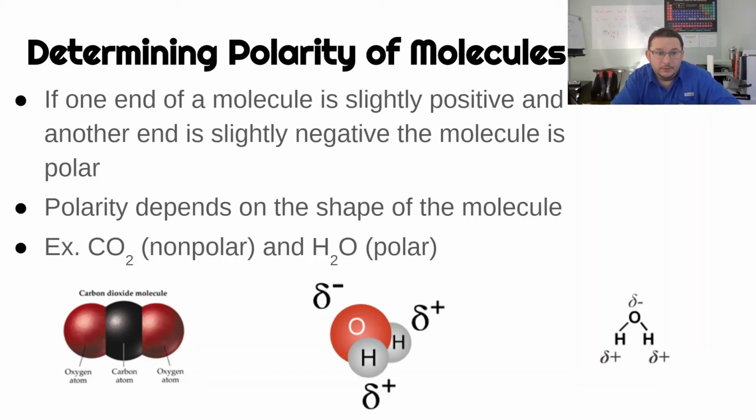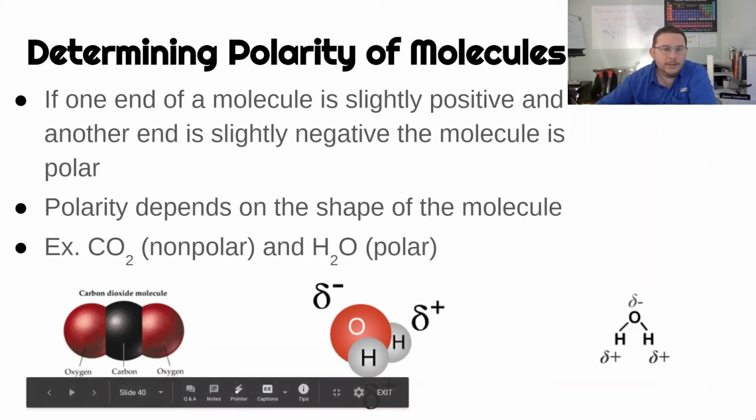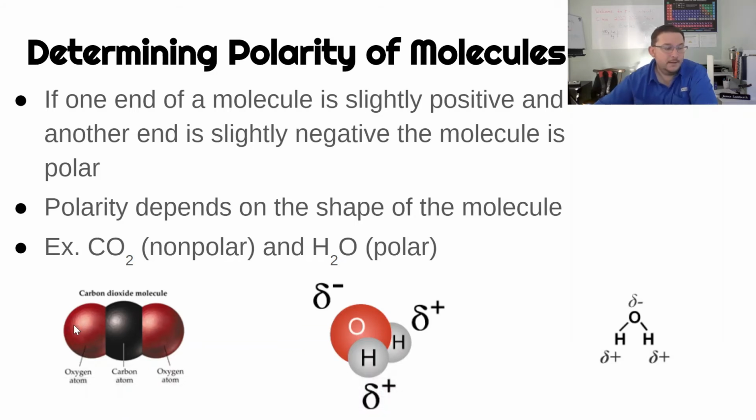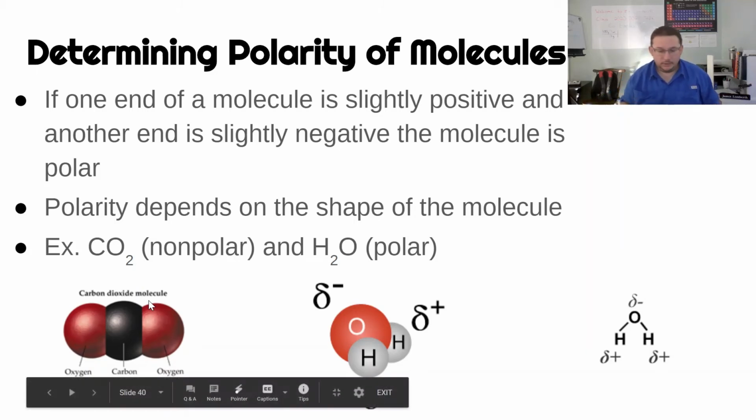Here we have two examples, CO2 and H2O. CO2 is going to be a non-polar molecule, and here's why. Even though each C-O bond is polar, across the entire molecule, it's going to be non-polar. Okay, so another way to look at this.